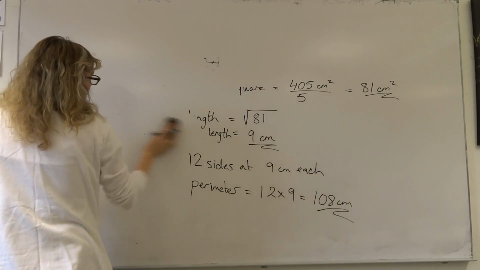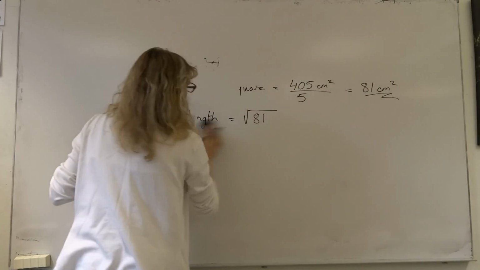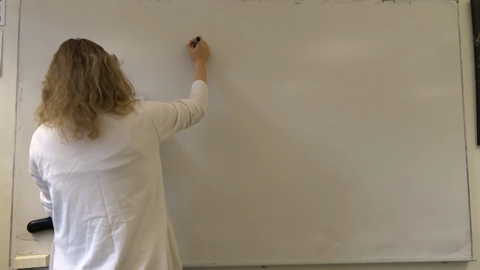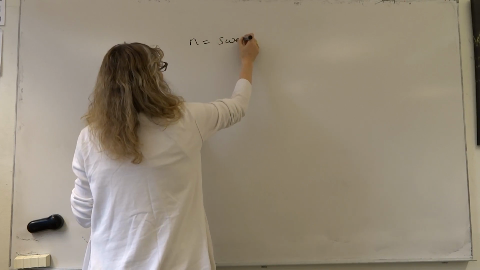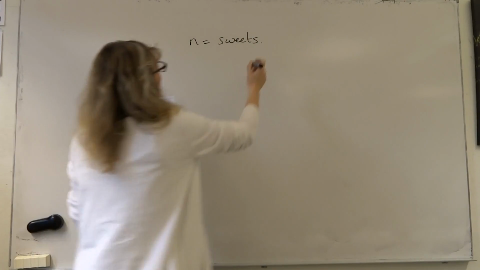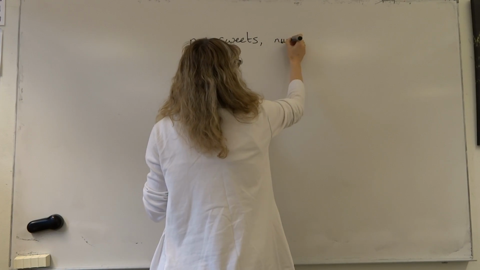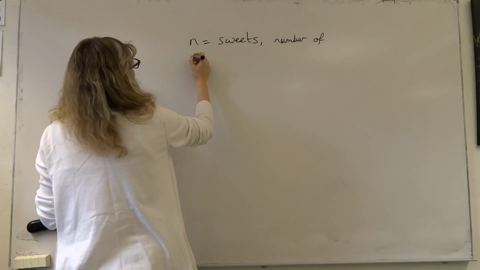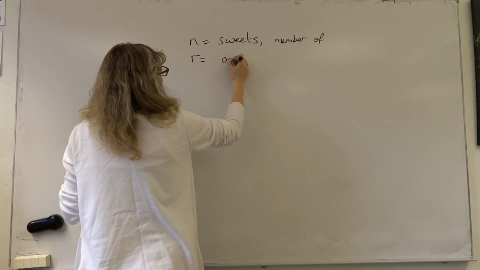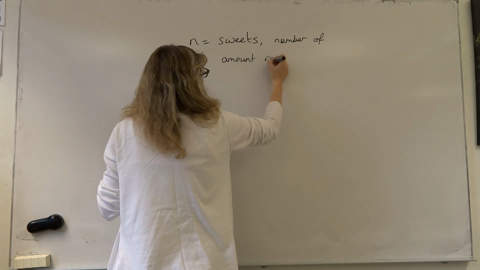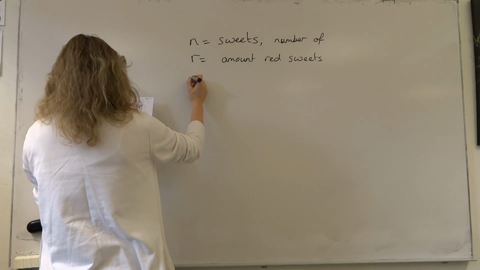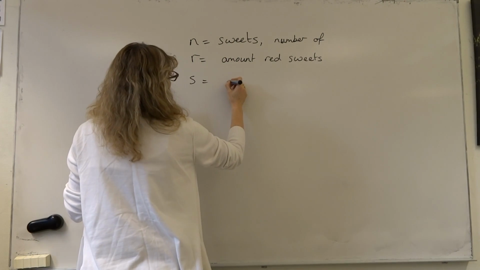Then we have a question about black and red sweets inside a box. We know that we have N sweets in total, and we know that R is the amount of red sweets, and S is the amount of black sweets.